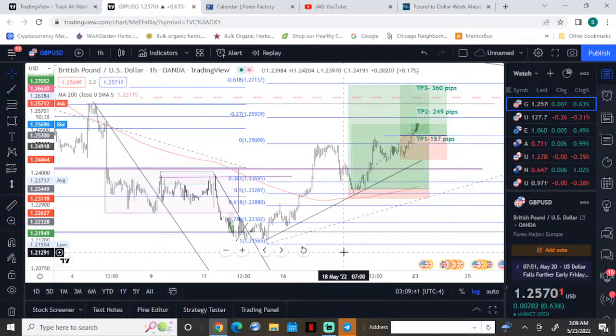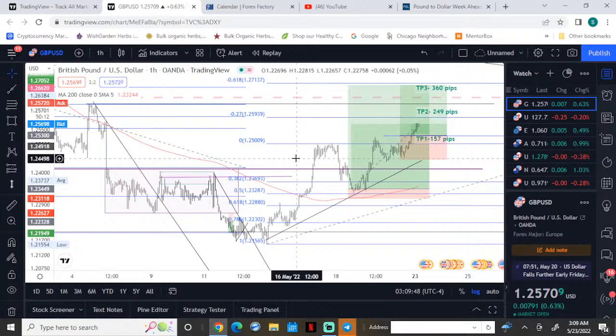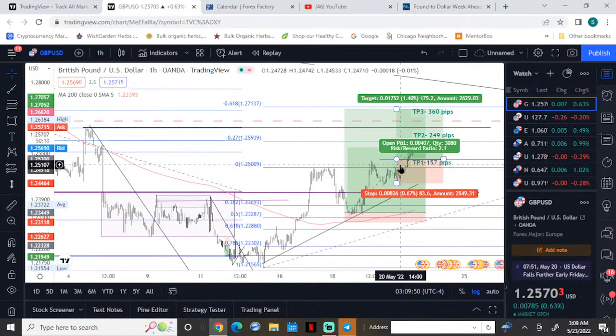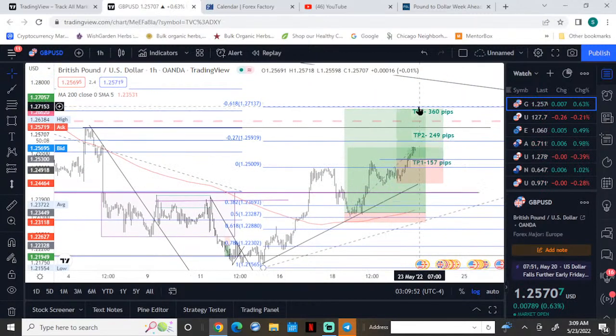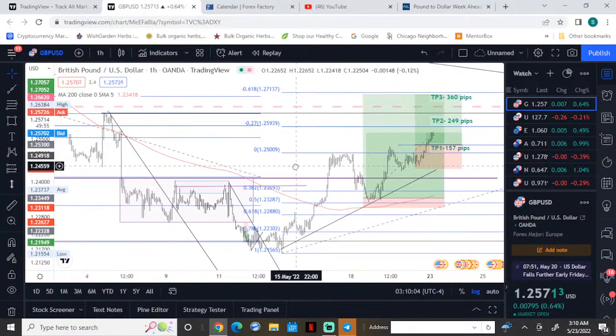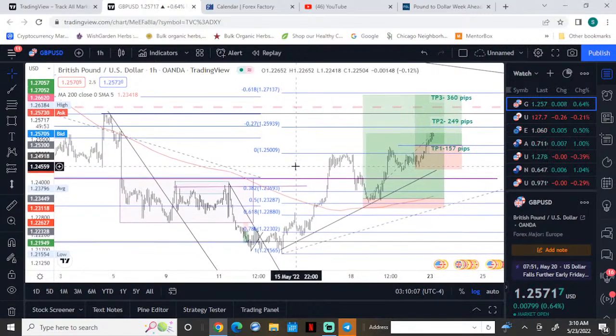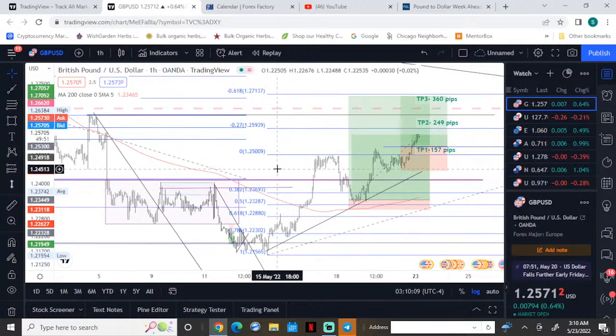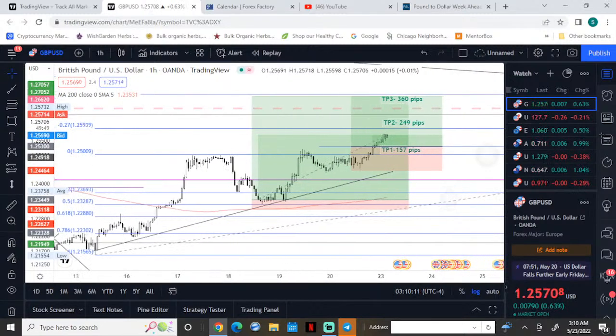So right now we're on this current fib level. This is our point A. This is our point B. And we wanted to reach here, which would be our point C, 360 pips. That's what we have for GU today.